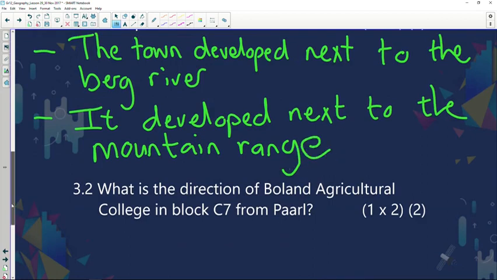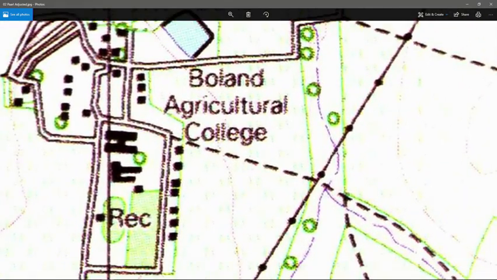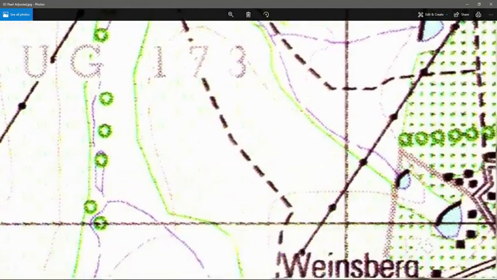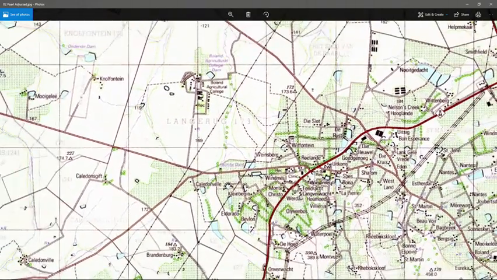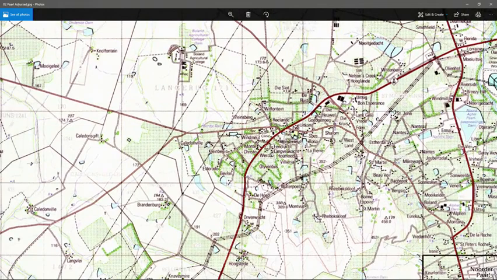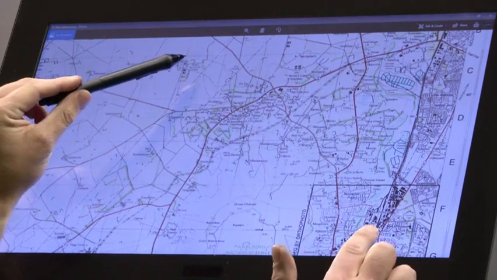Okay, if you look at question 3.2, what is the direction of the Boland Agricultural College in block C7 from Paarl? Okay, it's in C7. Let's quickly go back to our map. There's the Boland Agricultural College, as you can see. Now the question states there is Paarl. I just want to place my finger and you can see where it basically is. There's the Boland College and there's Paarl.